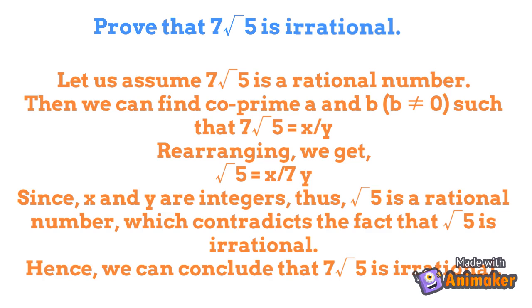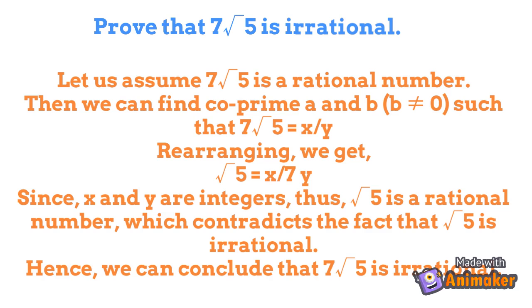So we need to do cross multiplication again. Then after rearranging, what do we get? We get root 5 equals x by 7y. Since x and y are integers, thus root 5 is a rational number, which contradicts the fact that root 5 is irrational. In our definition of irrational numbers, what do we learn? All such root numbers are irrational numbers.